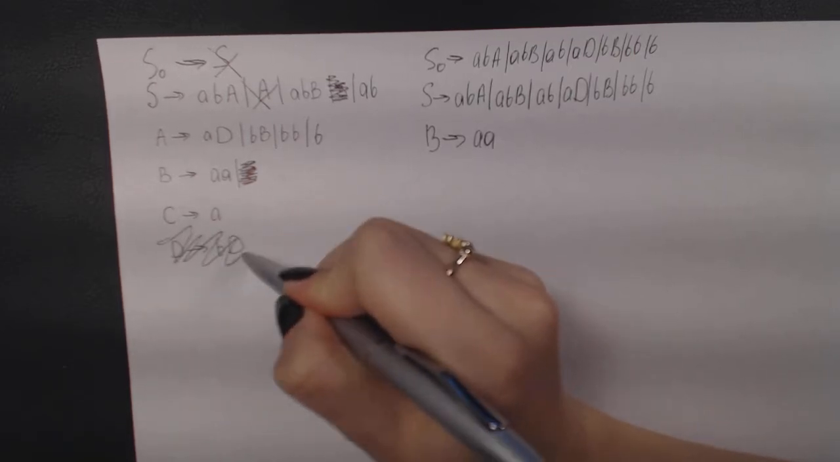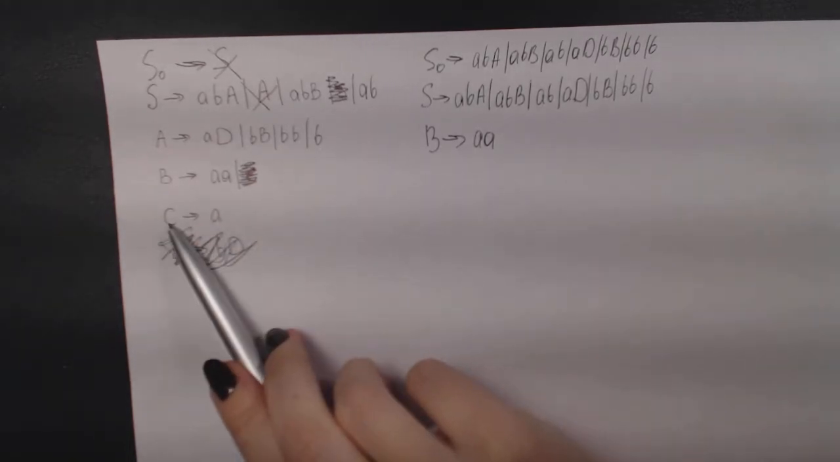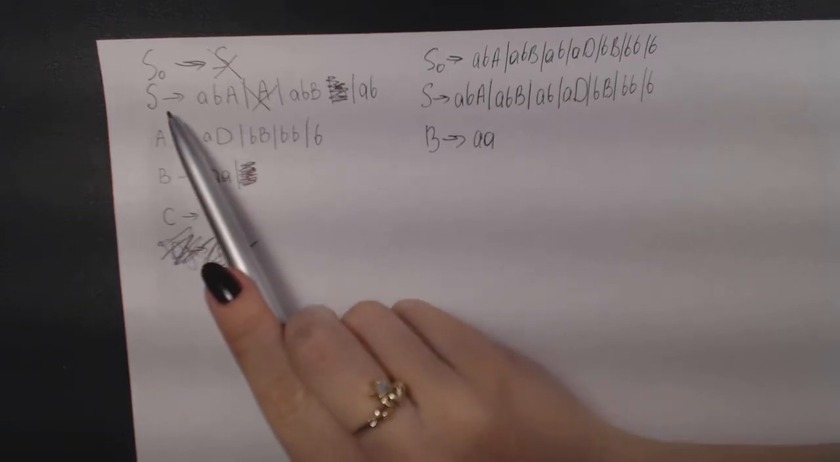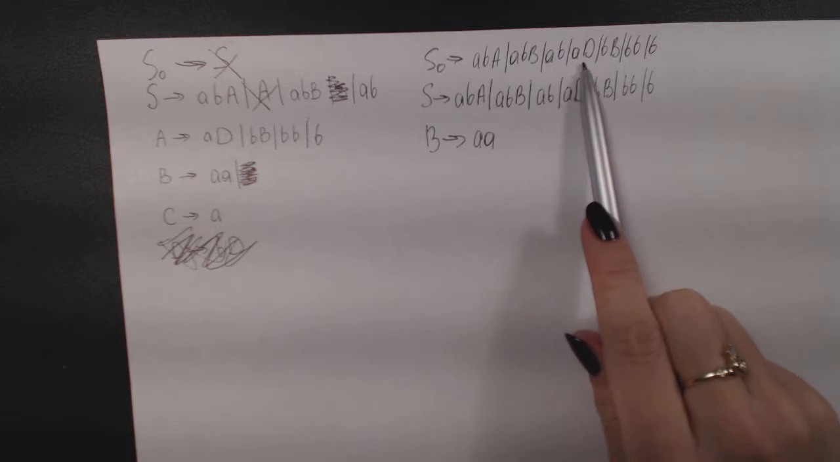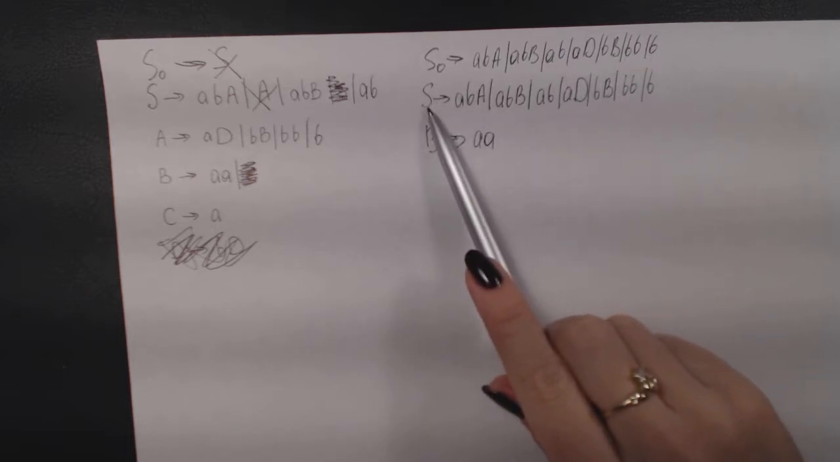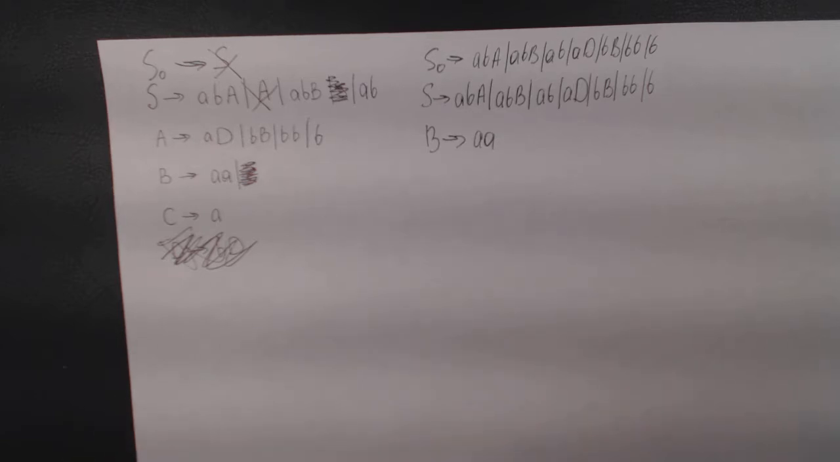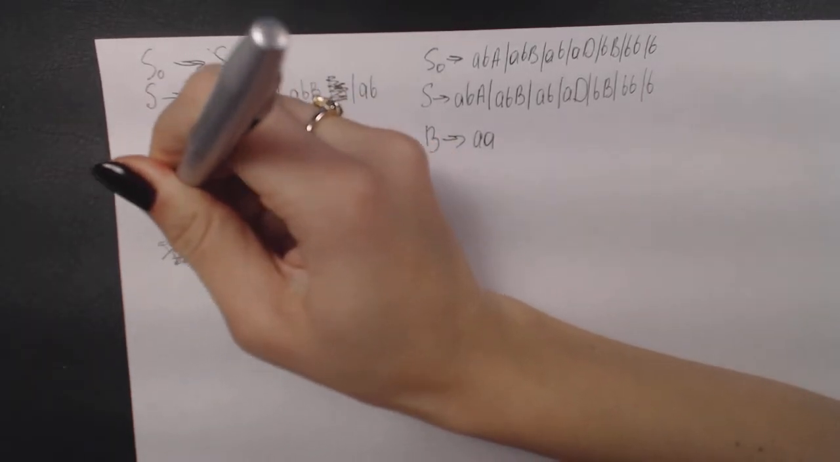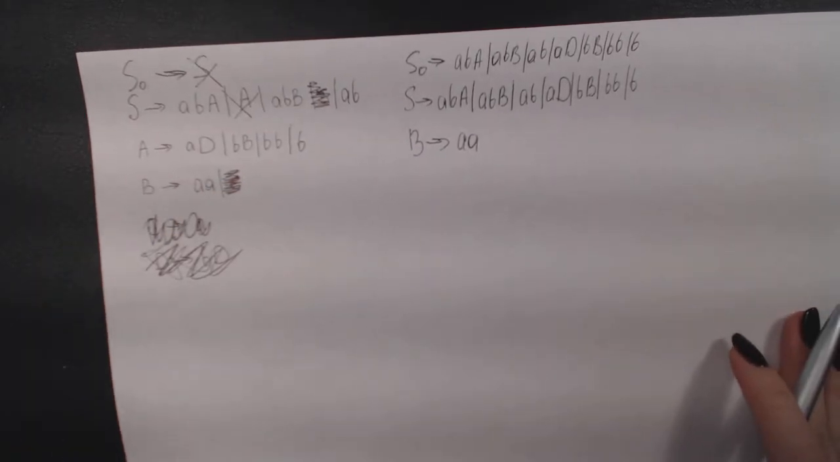So we don't need it in our grammar. Just remove it. This C is useless as well, because if you look at our first state, there is no way we can get to this C from here, and so it's useless. Since we'll never use it, we can just delete it. So that's our grammar now.